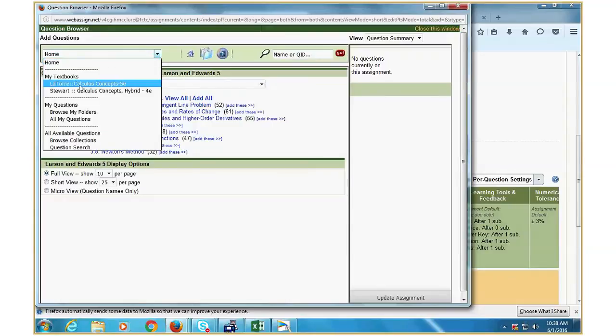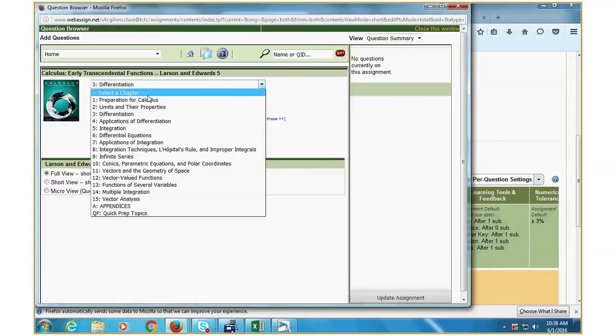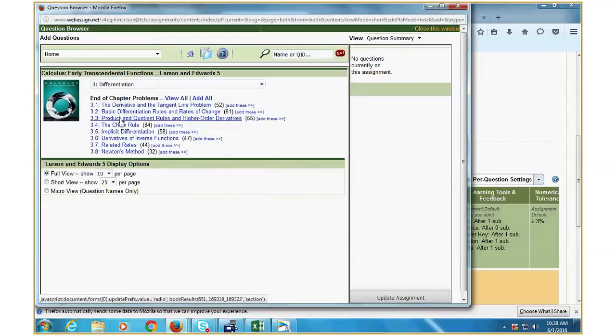Let's go with Stewart. No, let's see if derivatives. Product rule.